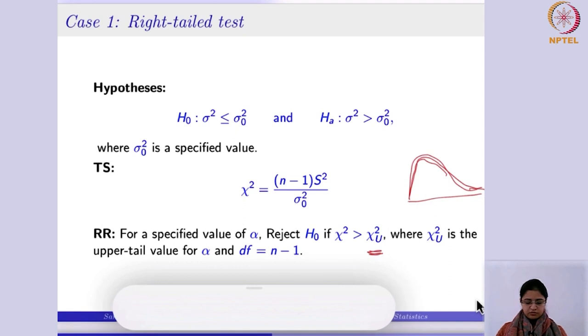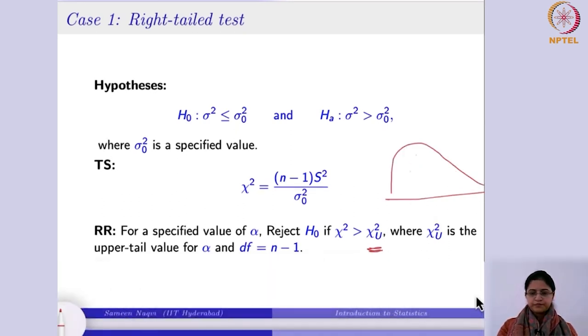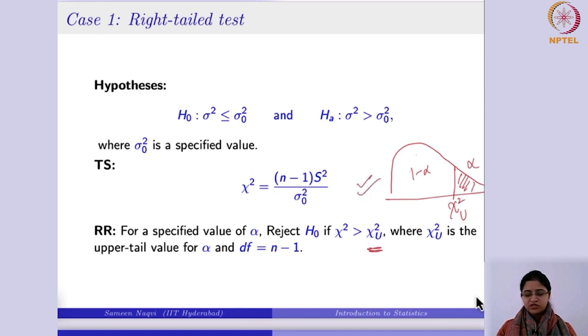So let me redraw this. All right, so chi square u would be some value here, right? And this is basically your alpha. So the remaining one would be 1 minus alpha. So you would reject the null hypothesis if the test statistic that you have calculated is greater than chi square u. So again, you see that the alignment is there. Obviously, if chi square is greater than the critical value, it basically means that it is falling in the rejection region. Basically, reject the null hypothesis in that case. So this is the rejection region.